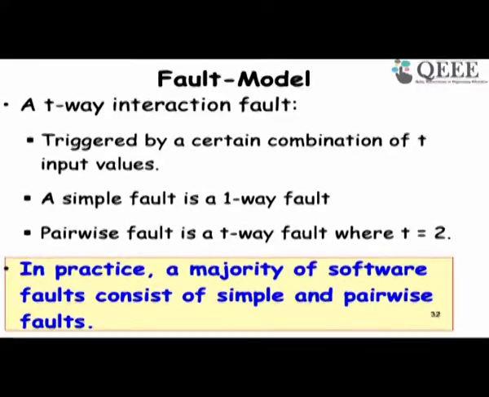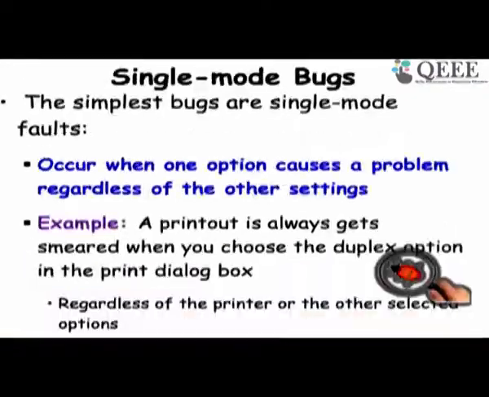And experimentation has shown that in any software, a large number of faults result from simple faults, that is one-way faults and pairwise faults. So let us see some examples why it is so. First, the single mode bugs or the one-way bugs. Here, as long as one of the input values has a certain value, then the problem appears.